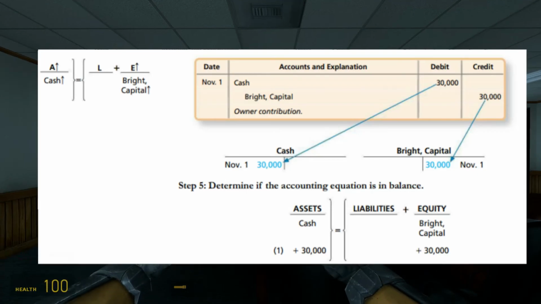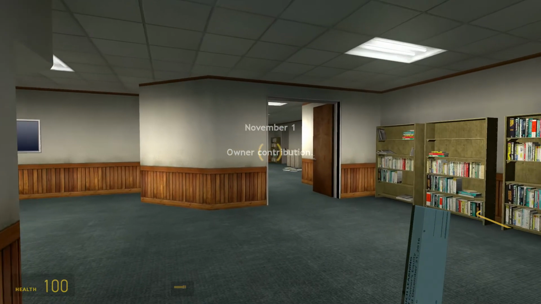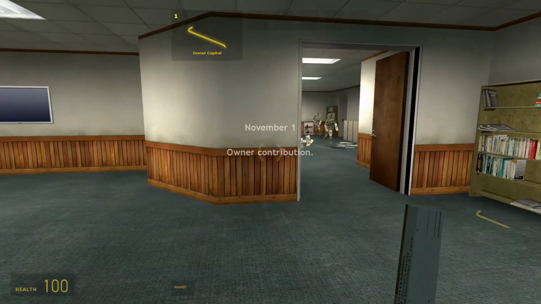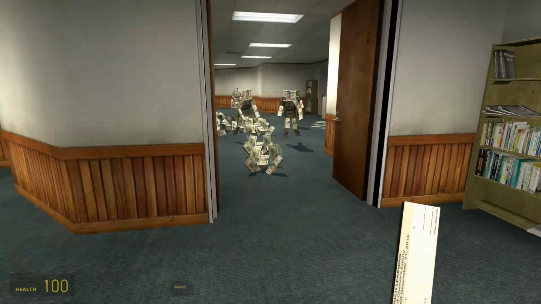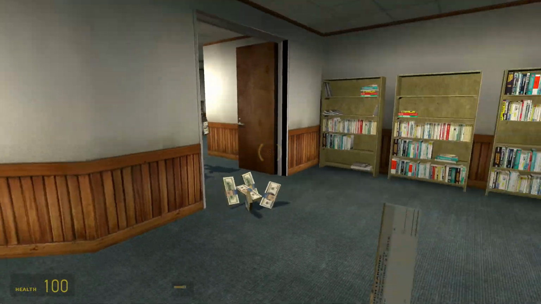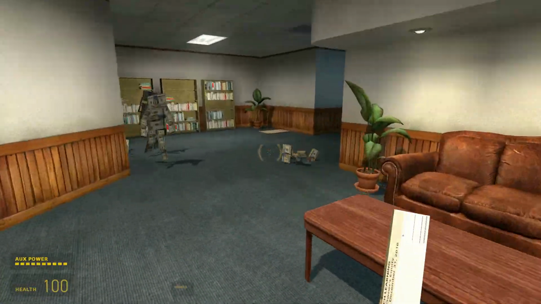So my game specifically follows Chapter 2's journal entries from our book. As we can see here, this first one is cash 300,000 debit and Bright capital 300,000 credit. All of our weapons are credits and all the enemies are debits. So our weapon here is owner capital, which is represented by a statement of owner equity. And all of our enemies are these piles of cash that we have to get into balance.